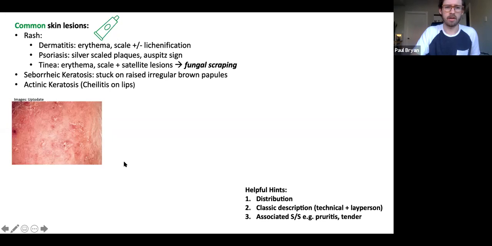So here's what actinic keratosis looks like. You can also get actinic cheilitis on the lips as well. Sometimes that pops up. There's a weird sort of lip lesion that can happen. And then really you just got to think about what are the things that help you differentiate these?